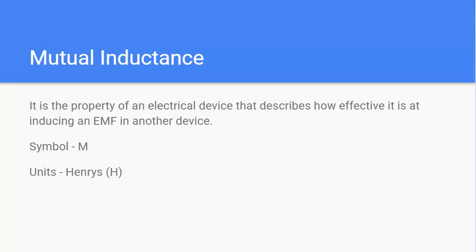And where this is coming from is the idea that you have a current that's changing, and it creates a magnetic field, and the magnetic field is changing, and it creates a current in another device, which ends up creating an EMF. This is what you'll see in transformers and devices called inductors in a circuit. The symbol for mutual inductance, which is where something is creating the EMF in a different device, is a capital M, and the unit for inductance in general is a Henry.